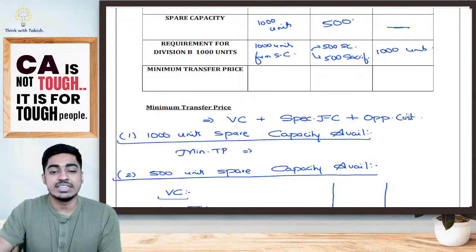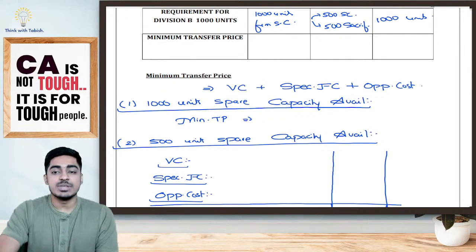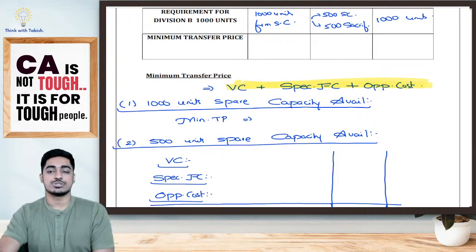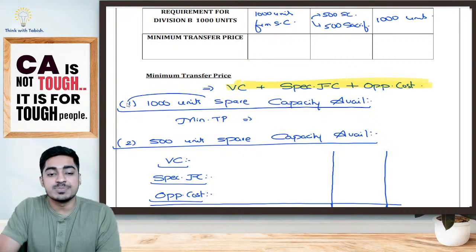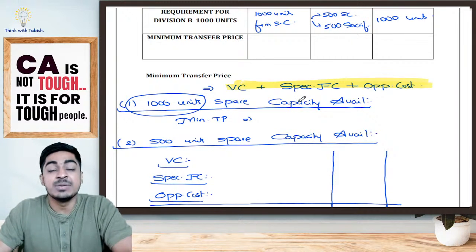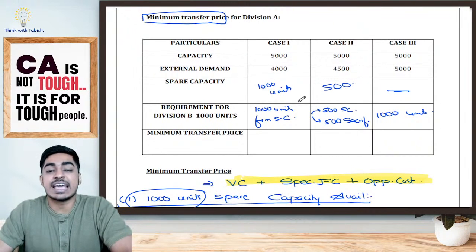Now, let us calculate the minimum transfer price. What is the minimum transfer price? It is variable cost plus specific fixed cost plus opportunity cost. Now, first case, if I have 1,000 units spare capacity, I'll tell what is my minimum transfer price.